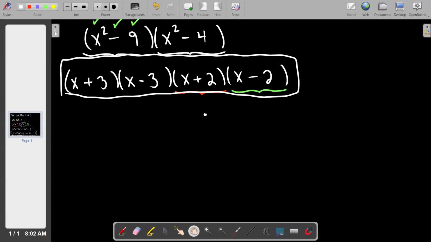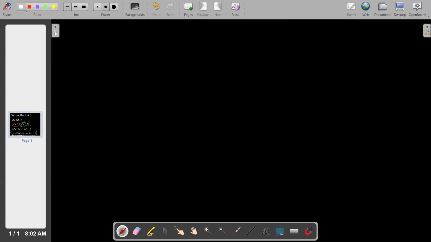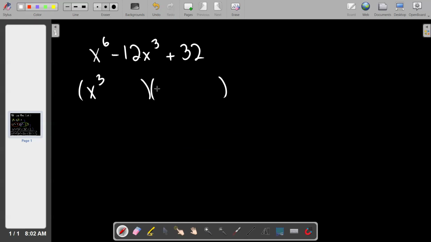So any questions on that? Okay. Next one. We're on to the right side of the note card now. This is good. X to the 6th minus 12x cubed plus 32. He's a lookalike, huh? Pattern 6, 3, nothing. Fits the mold. What do we do first? Build your shells. Half here, half here. What are the signs?